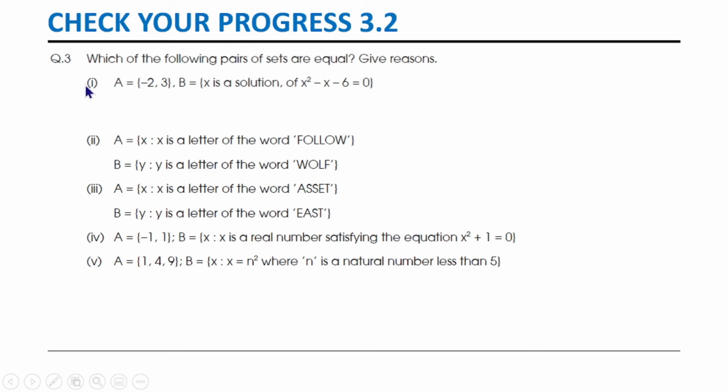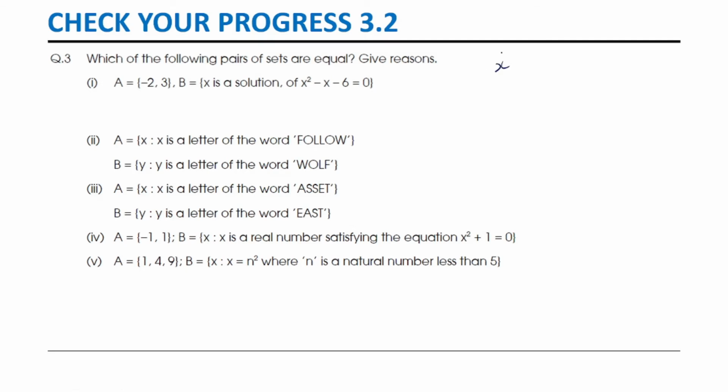Next question, which of the following pairs of sets are equal? Give reasons. First one, A is equal to {minus 2, 3}, B is equal to the set of x which is a solution of x square minus x minus 6 is equal to 0.